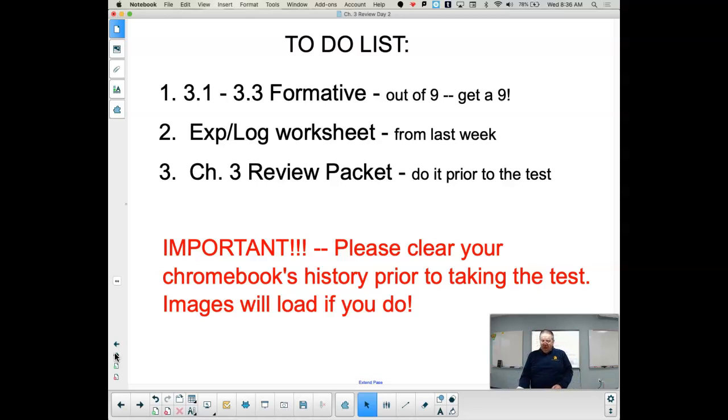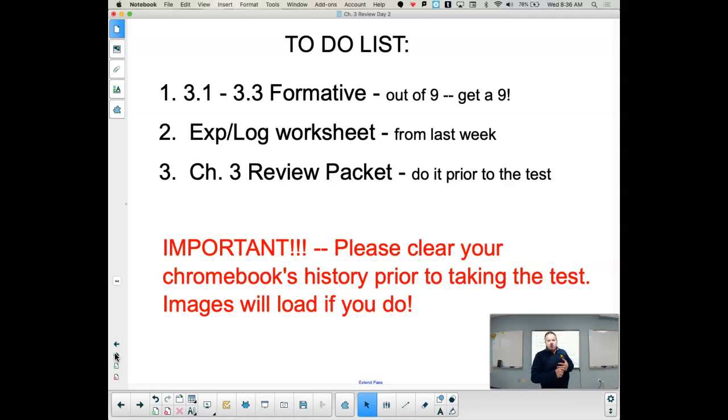Okay? On top of that, you have the Chapter 3 review packet, which was assigned on Monday of this week. That's on It's Learning. That, I believe, is a 3-pager, and that one can be turned in at any point in time. But again, you want to do that prior to taking the test.